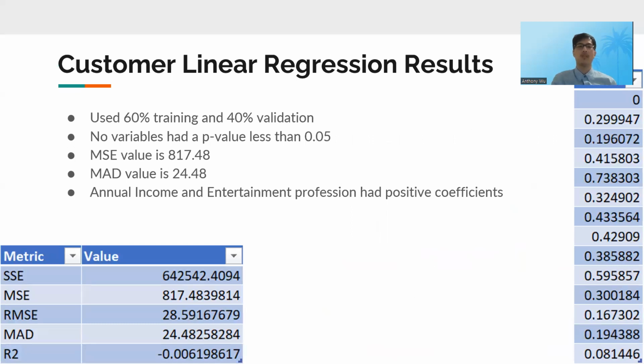Now, the results of the customer dataset for linear regression were quite interesting. Before talking about the results, I want to say that we use 60% training and 40% validation for the data. The interesting part was that no variables actually had p-values less than 0.05, which means that there weren't any variables that were statistically significant, which is very odd. I've never seen that in a data set before. So maybe this data set wasn't the best one to use for this project.